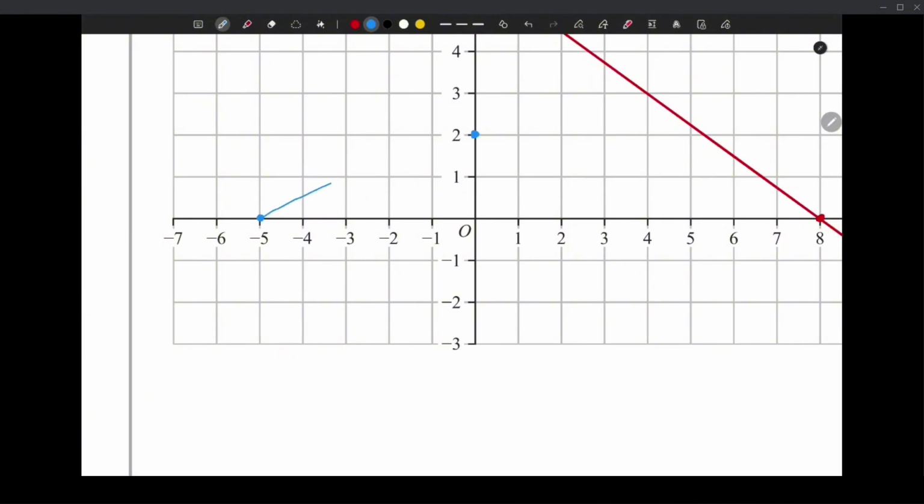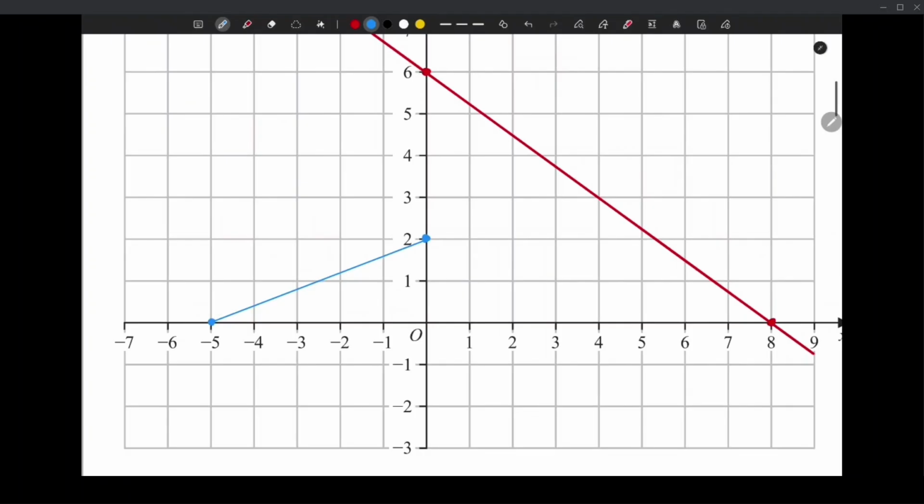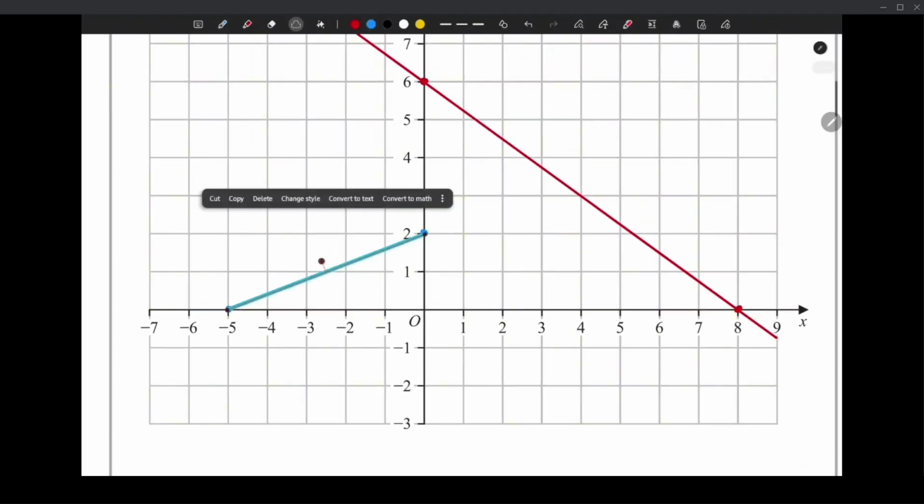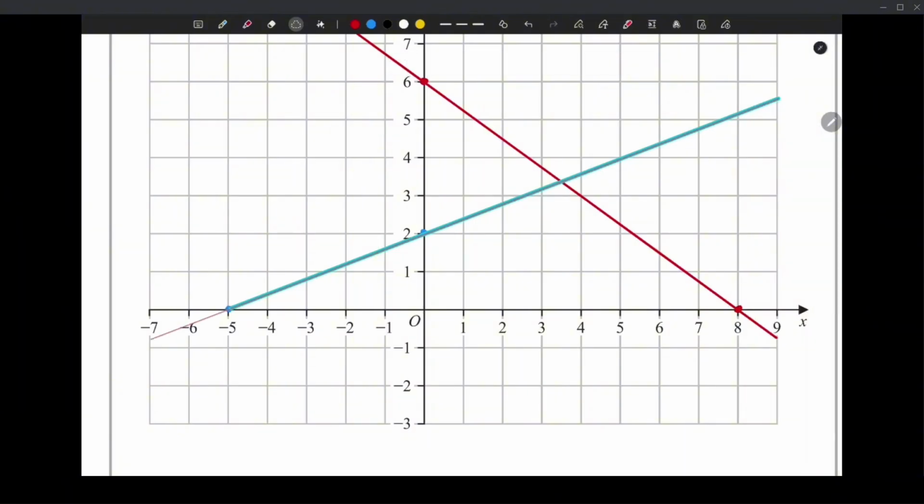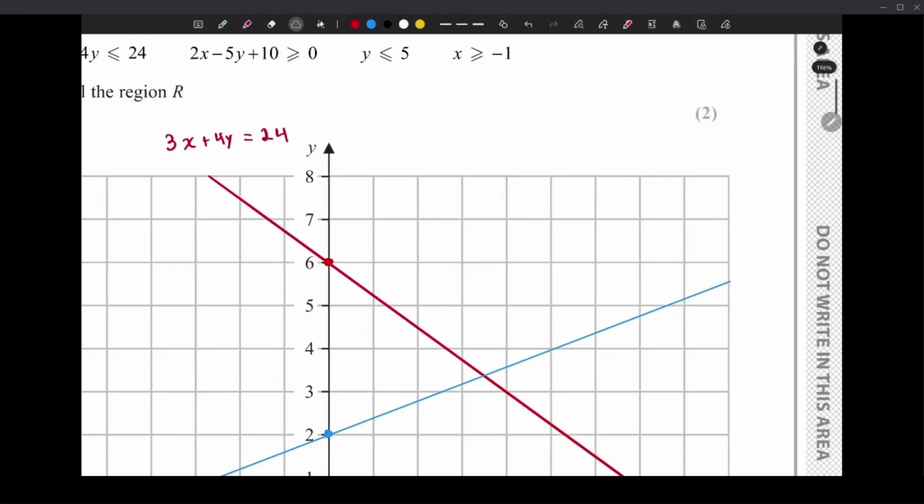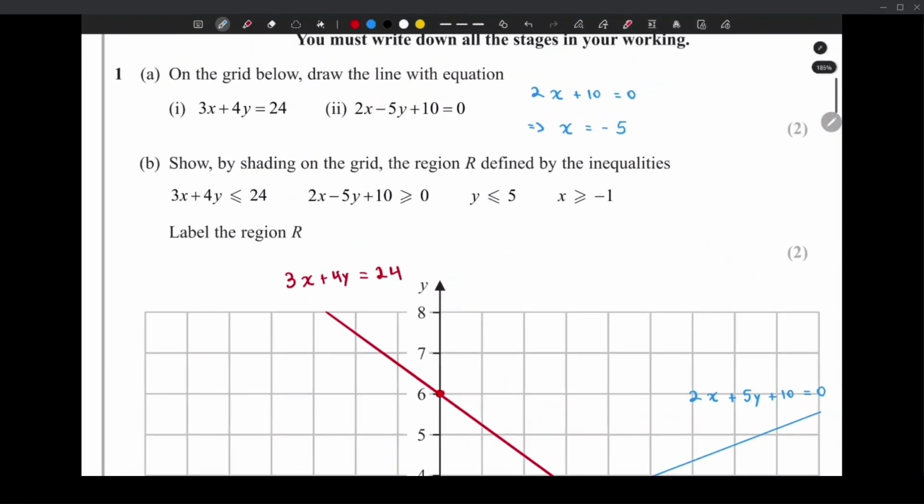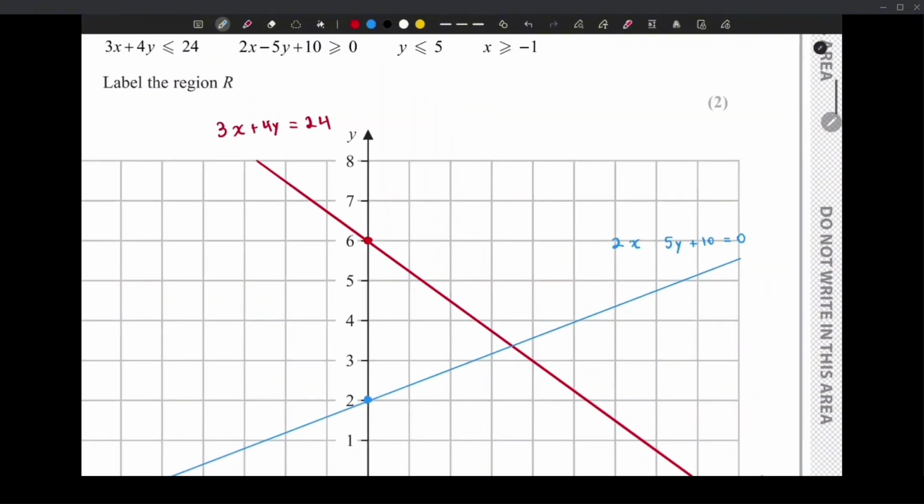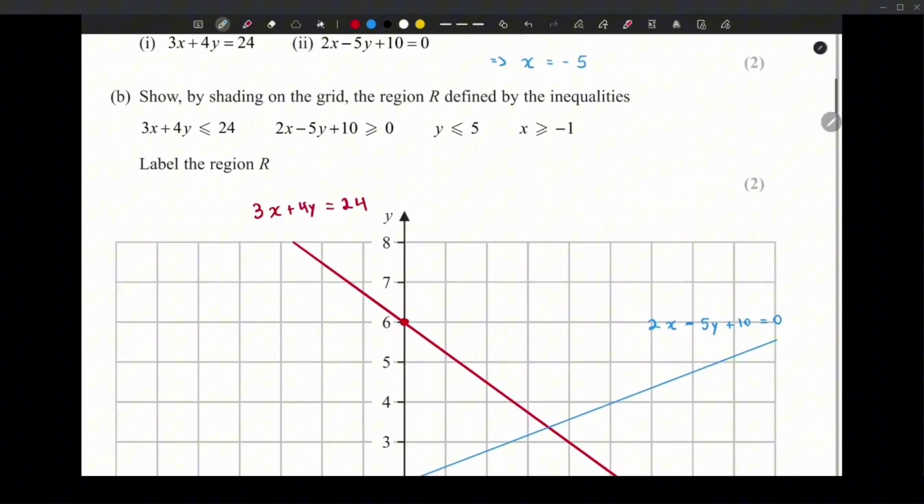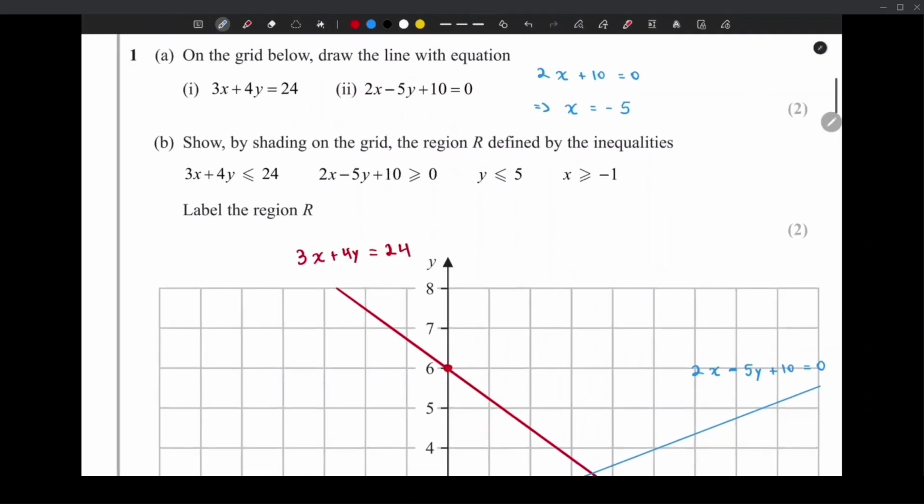Now we just need to join these two points, and then we need to extend this. And again, do not forget to label this line. So this will be 2x minus 5y plus 10 equals 0. Sorry, 2x minus 5y. All right. So that is it for the first part of the question.